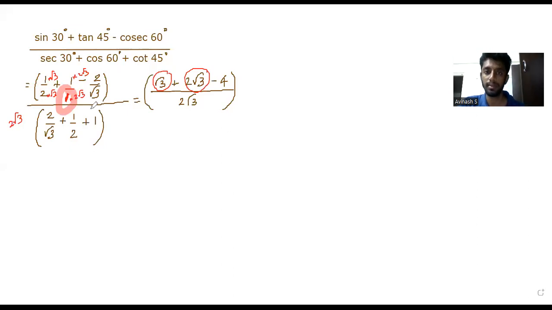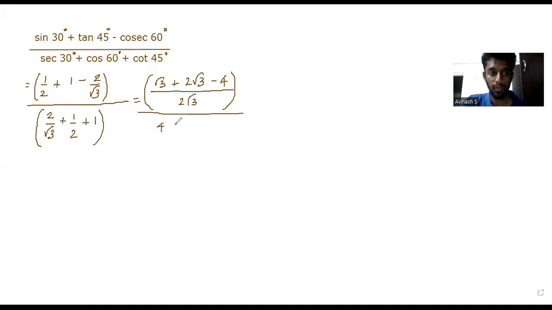So that is how we do it. Let me erase off the LCM, and the common LCM is 2 root 3, that we know. Okay, so this is how we do it. Similarly, in the denominator also we are taking the LCM. So when we take LCM in the denominator, it becomes 4 plus root 3 plus 2 root 3 whole divided by 2 root 3.